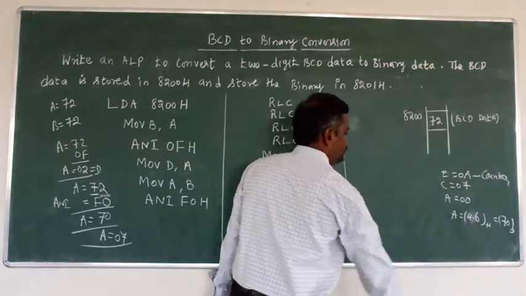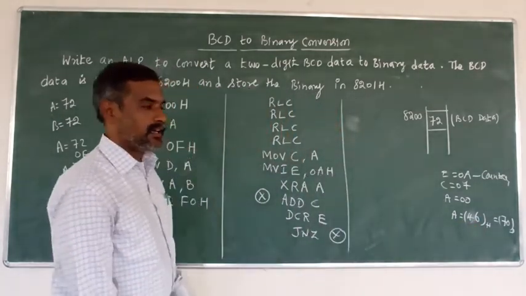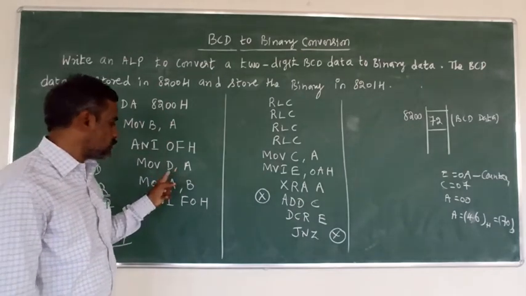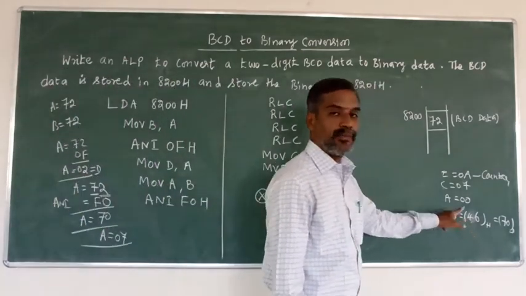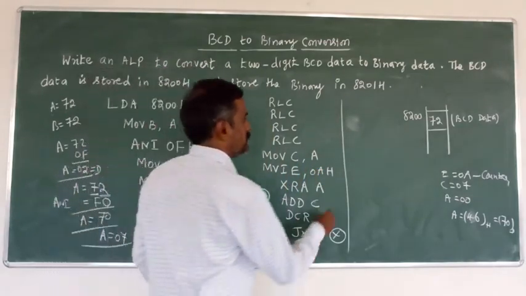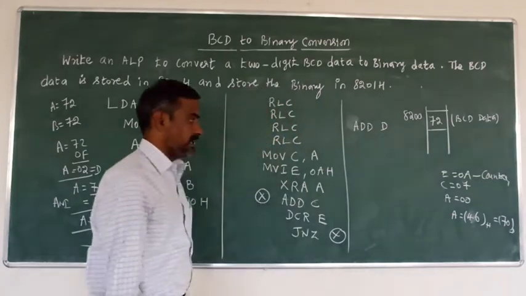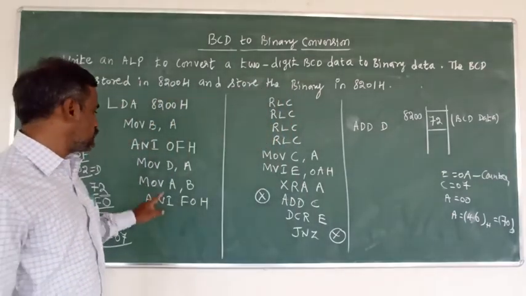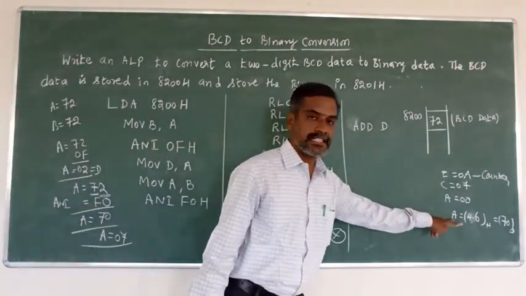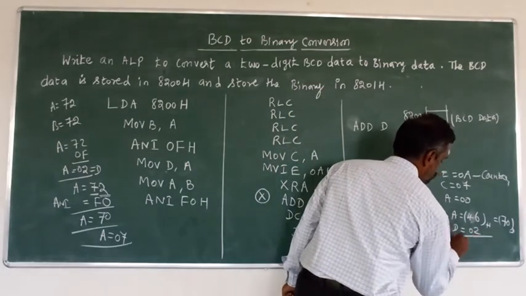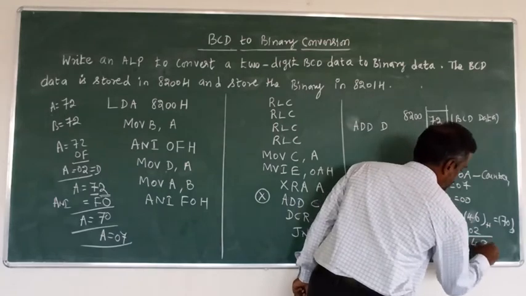Now this is the result of 7 into 10, and the result of 2 into 1 is available in the D register. Now to add these two data, the accumulator with the D register, we can use ADD D. ADD D means it will add the accumulator with the D register data. Now D equals 02, add these two. Now A equals 48.